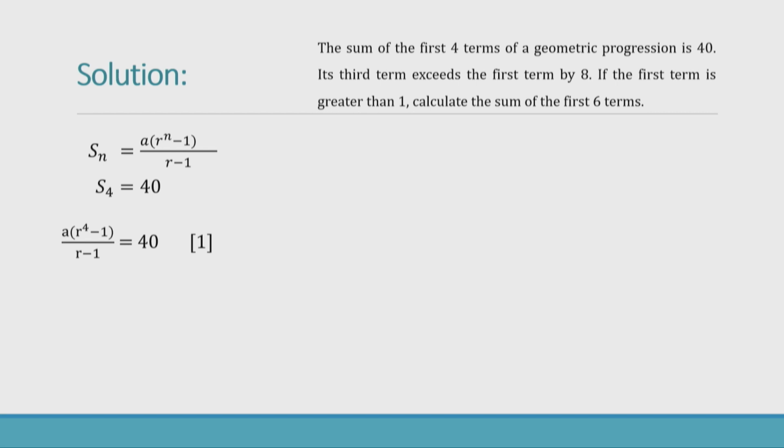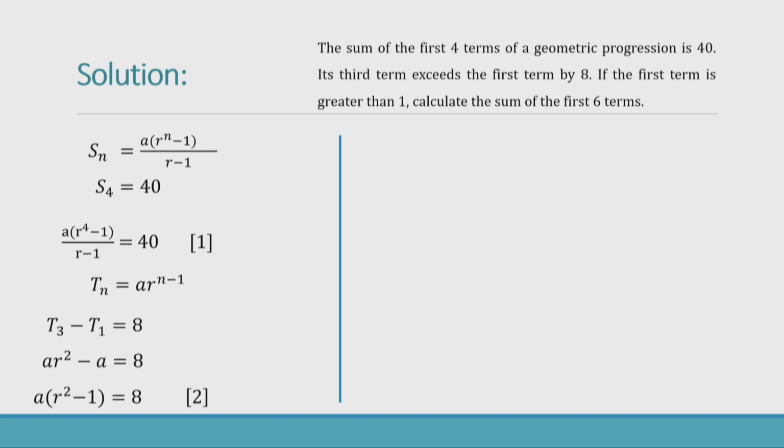Now, we are given the third term exceeds the first term by 8. So I will use my formula for Tn. Third term exceeds the first term, that is T3 minus T1 is equal to 8. I get ar square minus a equal to 8. I factorize, I get a into (r square minus 1) equal to 8. And this is my second equation. So we have 2 equations and we need to solve simultaneously.